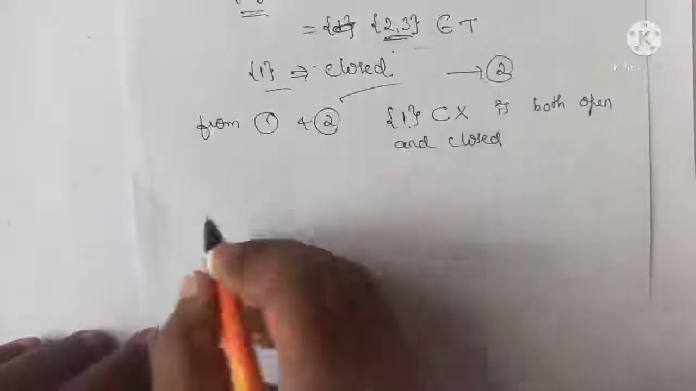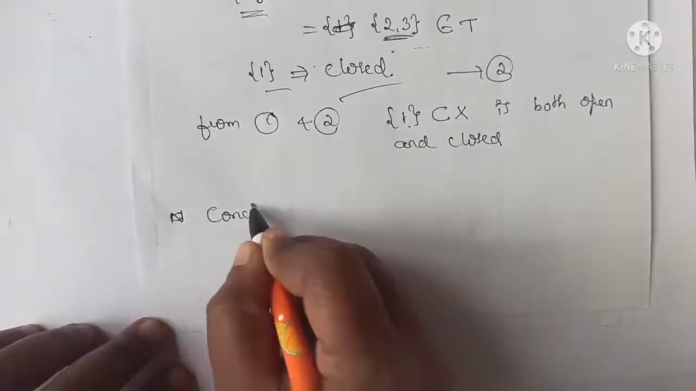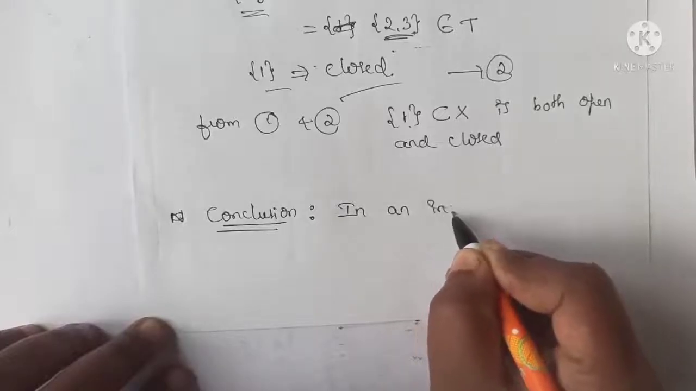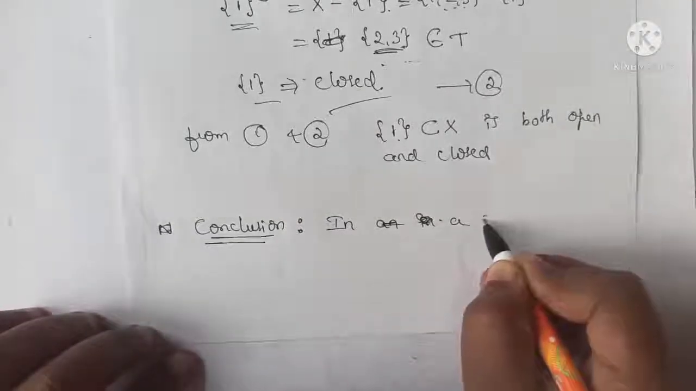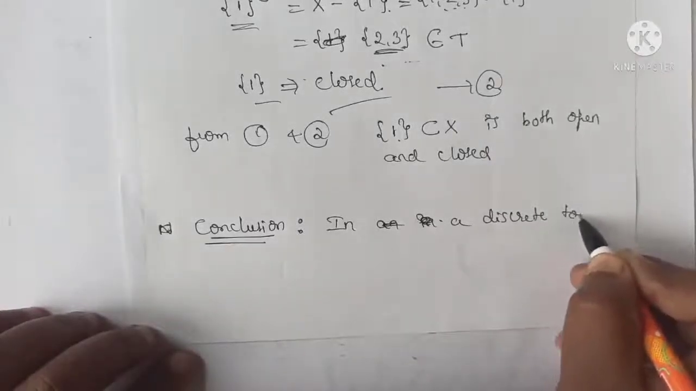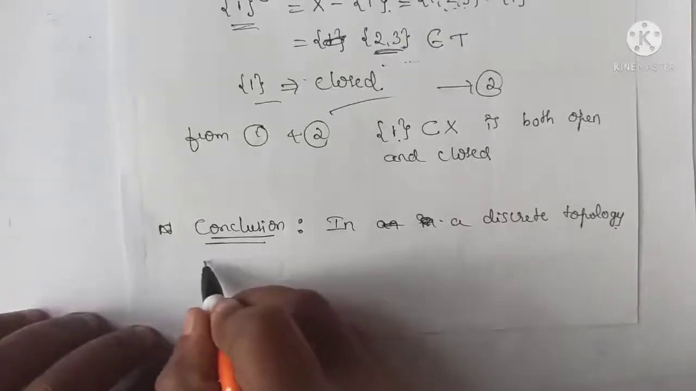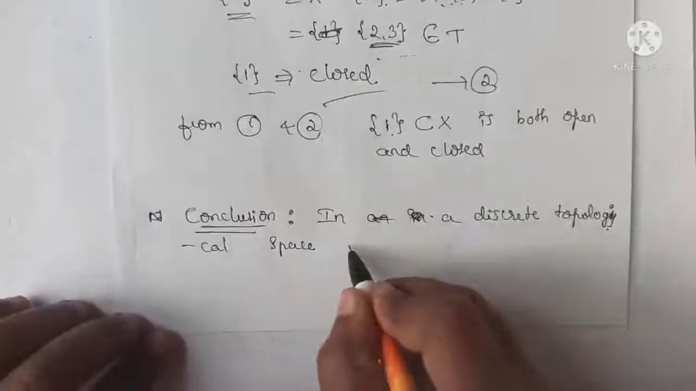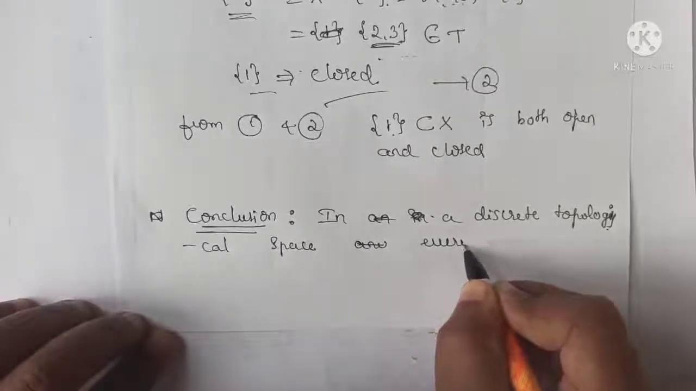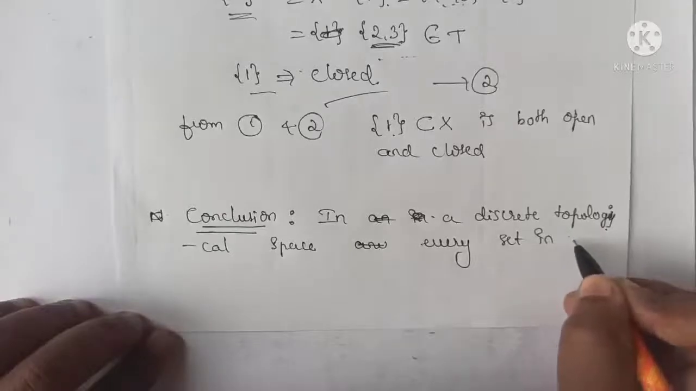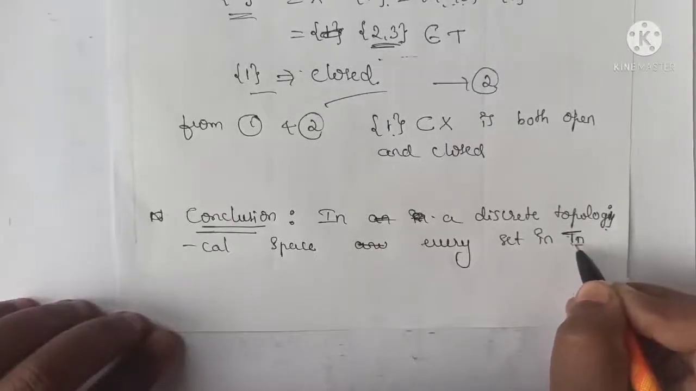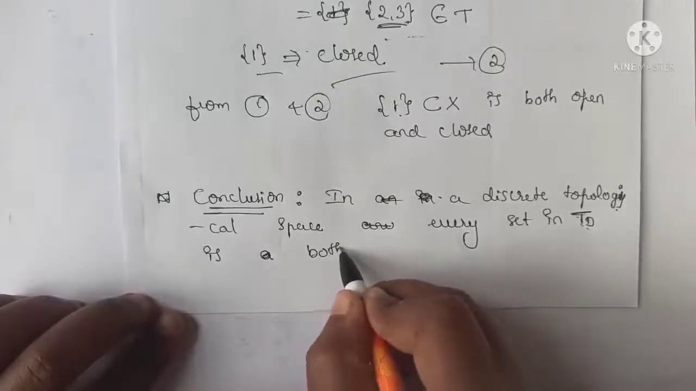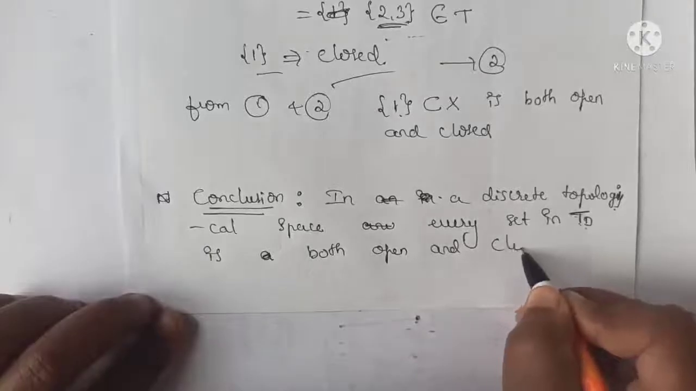So therefore we can conclude, conclusion here: we always have a result that in a discrete topological space, every set in T, where we represent the discrete topology as TD, is both open and closed.